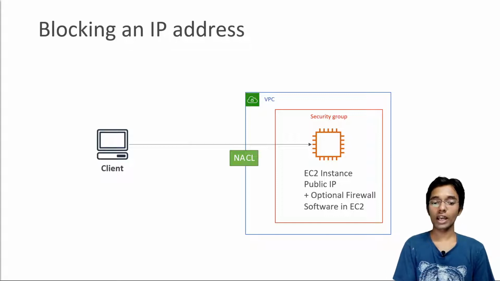Finally, you could run an optional firewall software on your EC2 to block the request from within your software. Now obviously, the request has already reached your EC2 instance, so it will have to be processed and it will be a CPU cost to process that request. So it's a very simple use case, but we already see the difference between the NACL, a security group, and a host firewall.